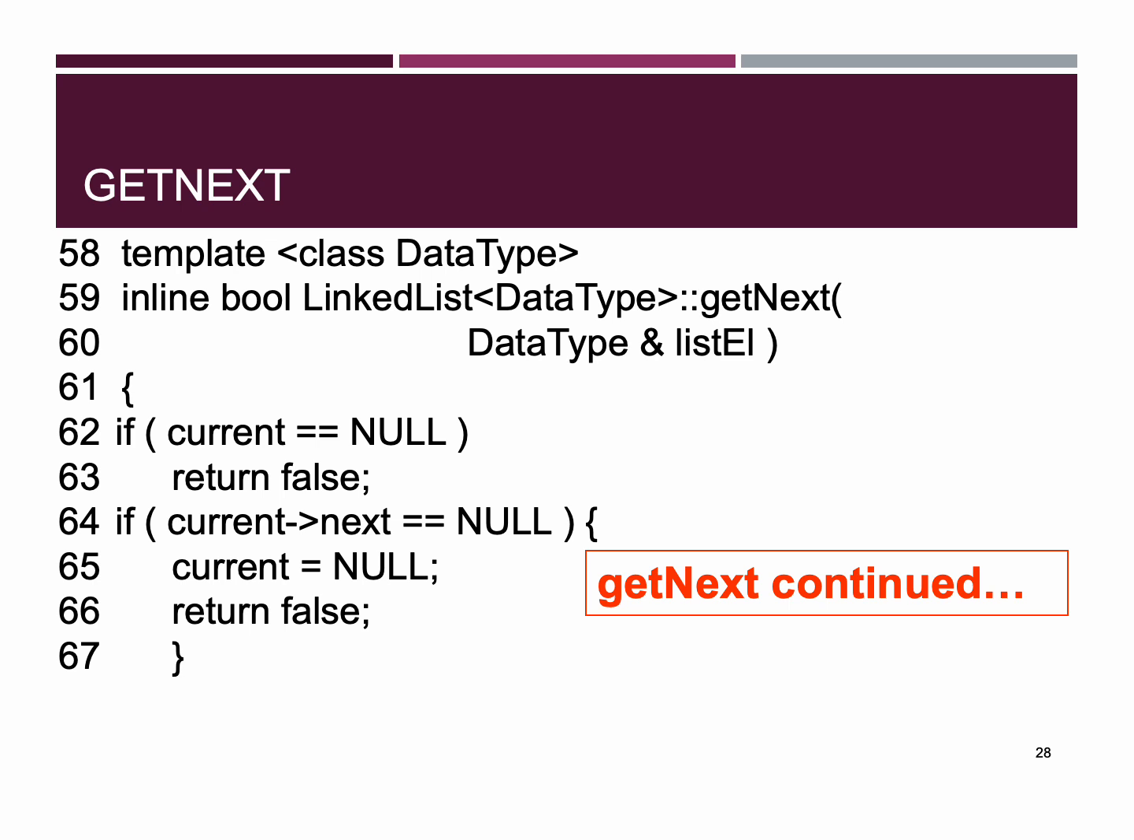If current is not null, we then check if current's next is null. This check determines whether the current node is the last node in the list. If it is, we set current to null and return false to indicate that there are no more elements left in the list.